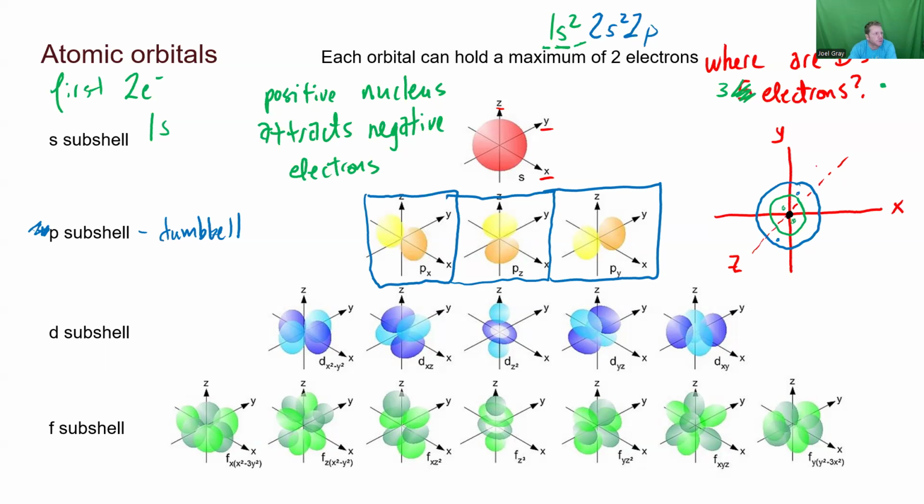Now, 2 electrons can fit here. 2 electrons can fit here. And 2 electrons can fit here. So add to the chat if each px, py, and pz can hold 2 electrons. Add to the chat how many electrons a p subshell can hold total. And I'm just talking about the p subshell.